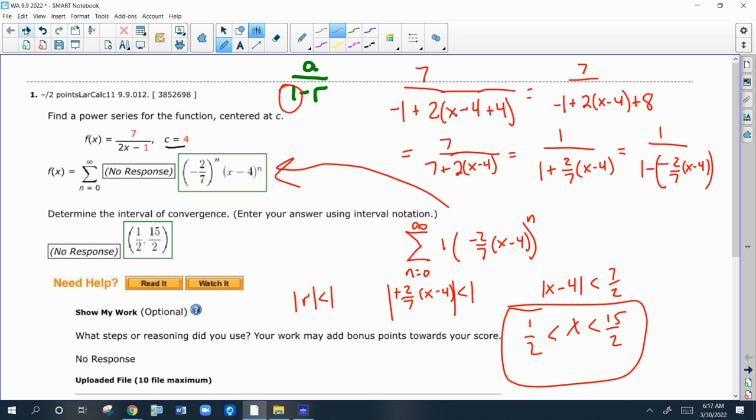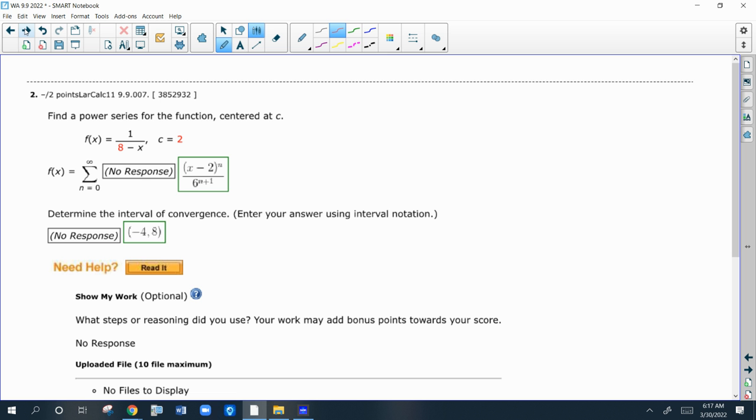Question number 2. Same thing. This one might even look a little bit easier. I'm trying to get this in the form a over 1 minus r. It has to be centered at 2. So this x is going to be my r. It's almost there.